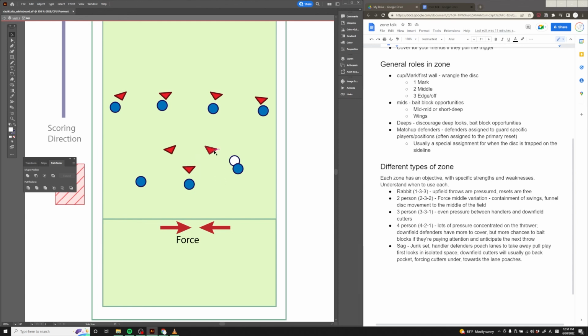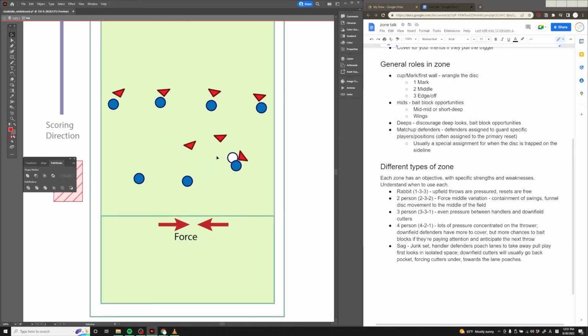What happens now is this poach defender goes to mark the player they're assigned to, forcing back towards the middle of the field. And this defender will now go to poach the lane, and so will this defender. They'll continue to poach. So the handler defenders are forming a loose cup zone, and we are forcing the disc back to the middle of the field. Again, denying all of this underneath space.